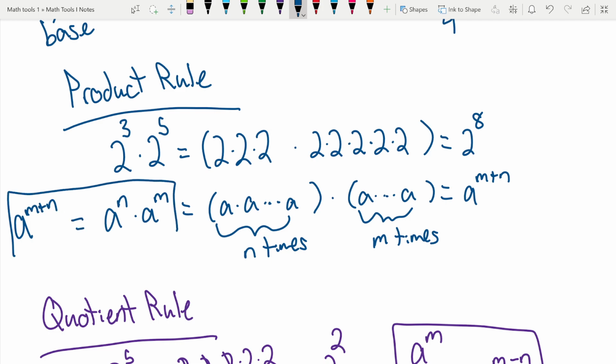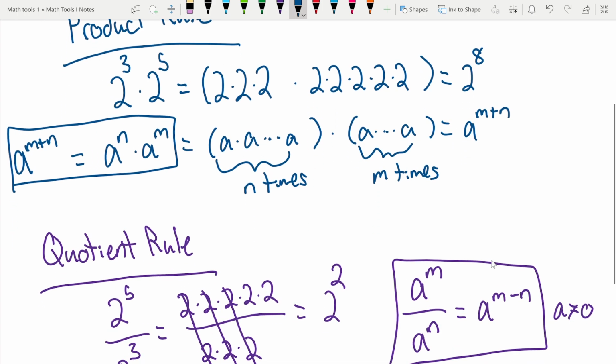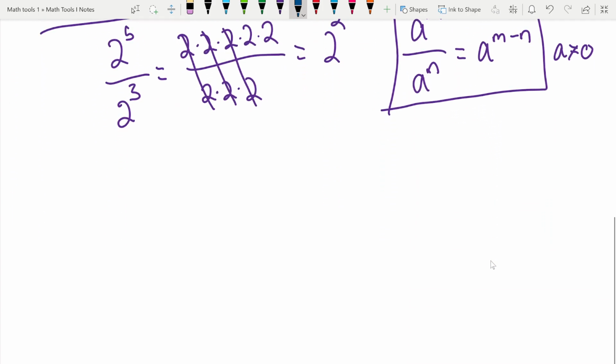Okay. So this is the product rule. This is the quotient rule. Okay, and then we'll keep going.